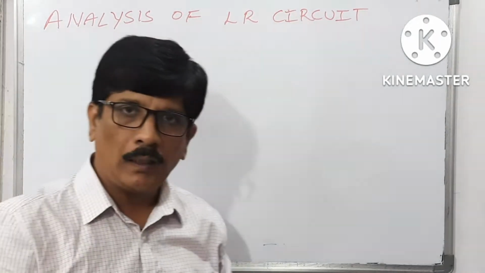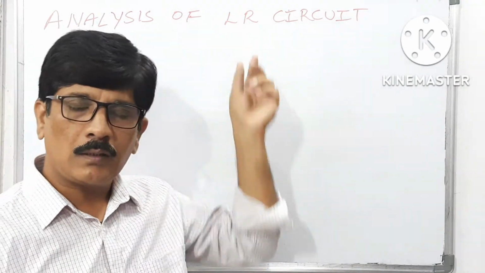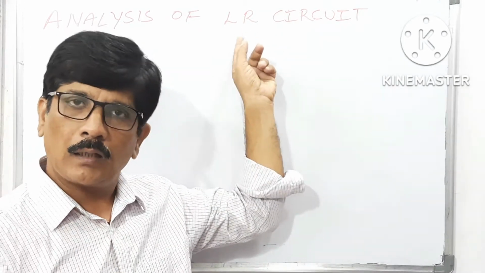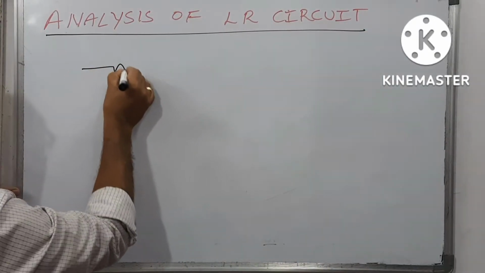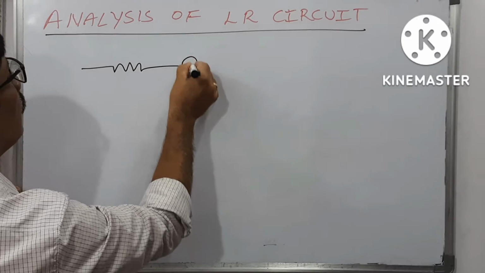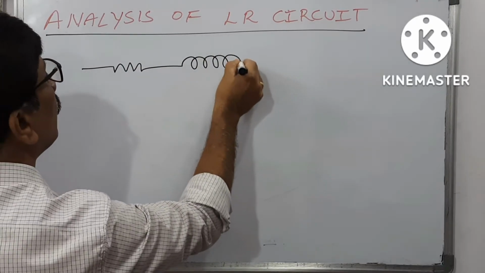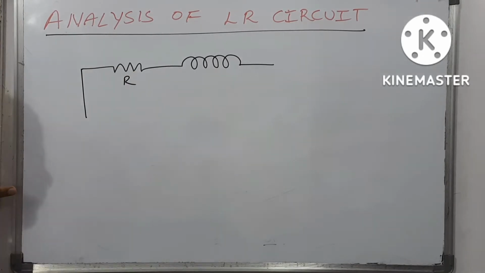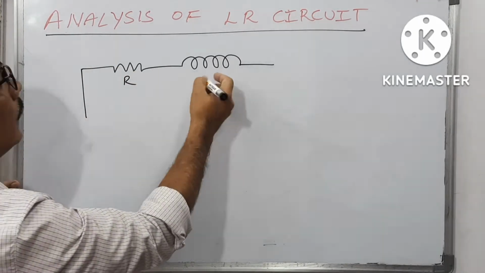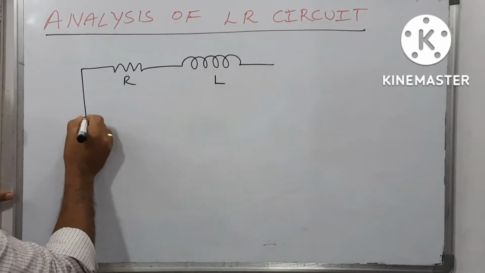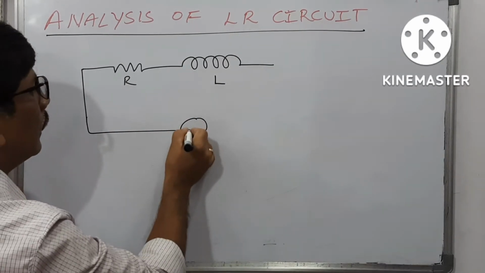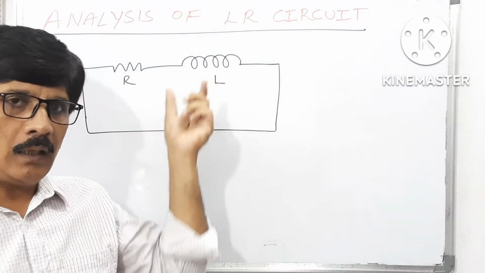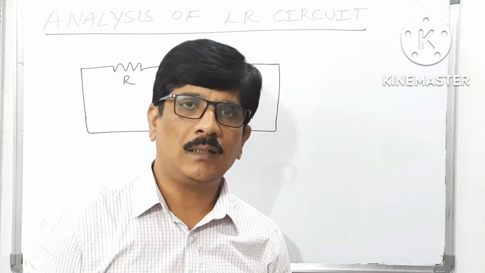Till now we completed pure inductor, pure resistor and pure capacitor. Now I am taking the combination of resistor and inductor. The resistor and inductor symbol is this. The resistance of this is R and the inductance is L, and I am connecting it to an AC source. You know already, an inductor allows DC.